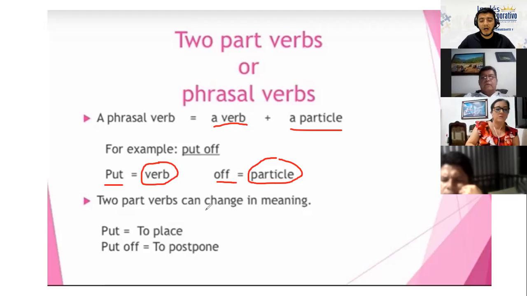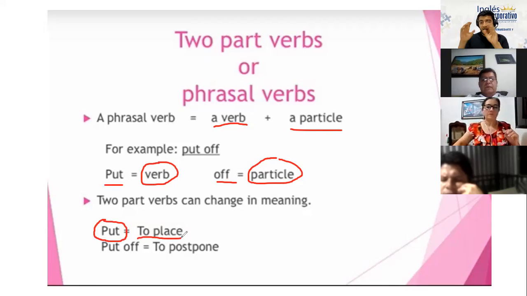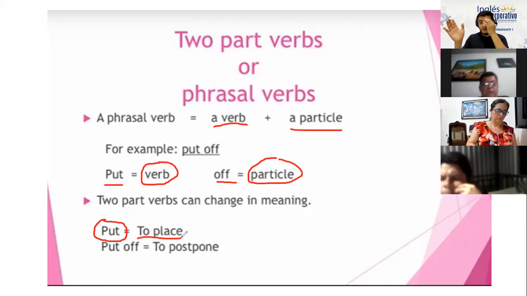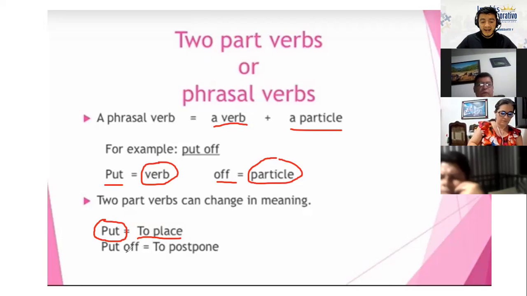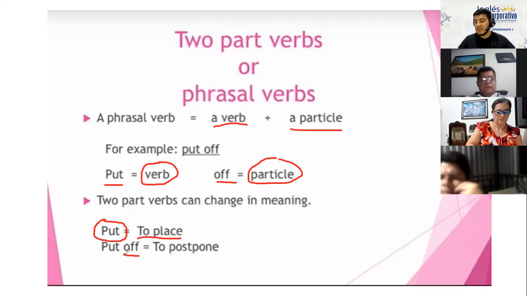See? Two-part verbs can change in meaning. By only saying put, the meaning is to place. I put the computer over there. Put the radio over there. Put the cell phone over there. To place. However, cuando le agregamos la partícula off, el significado changes. Look, put off. ¿Qué significa put off? To postpone. See? The meaning is different.